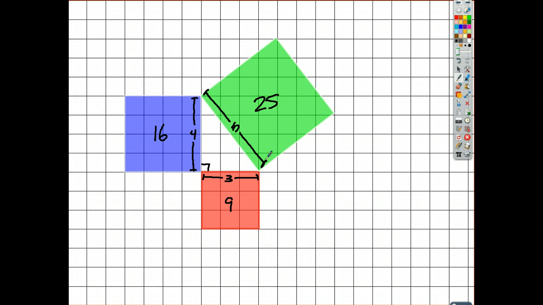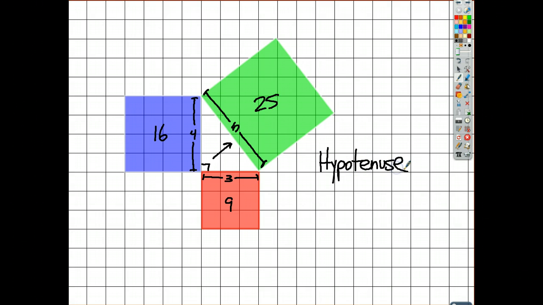So what we end up with is a triangle in the middle here that has a side length of 3, another side length of 4, and then a longer side of 5. Now, hopefully you remember that this side and this side, the two sides that create the right angle, are what are known as the legs. And this longer side, the one that's directly across from the right angle, is called the hypotenuse.